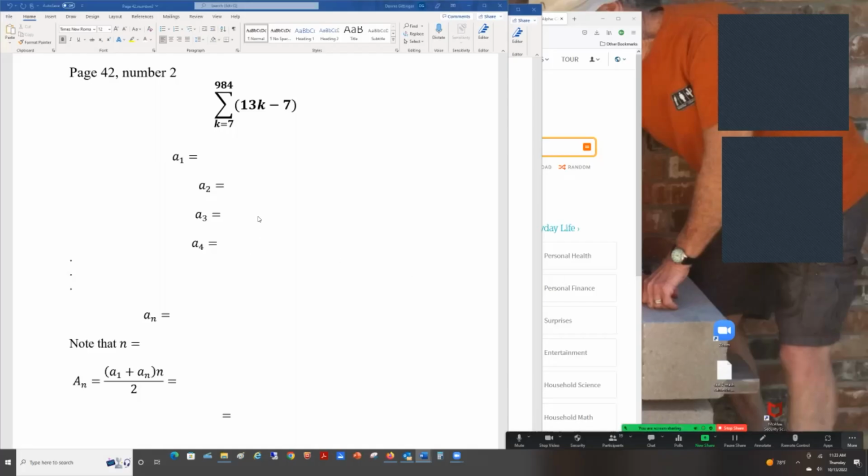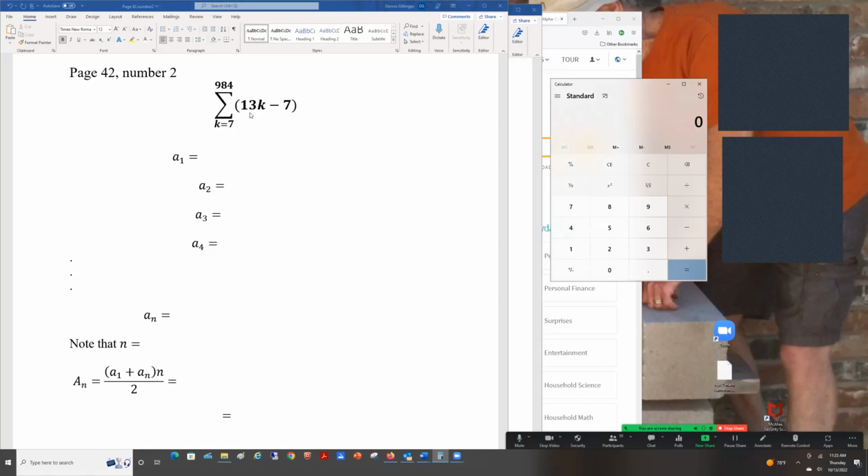I'd like to work out page 42, number 2, which is the sum from k equals 7 to 984 of 13k minus 7. And what it means is to get the first term of the series. The first term of the series is not 7. 7 is the first number you plug in for k. And when you do that, you would multiply 13 times 7, which is 91.